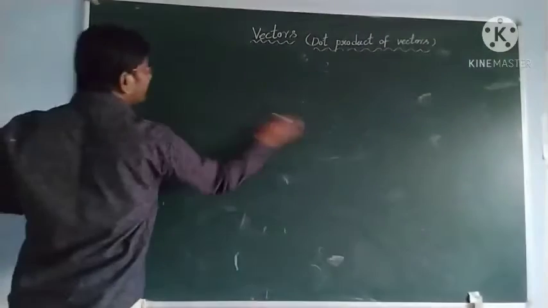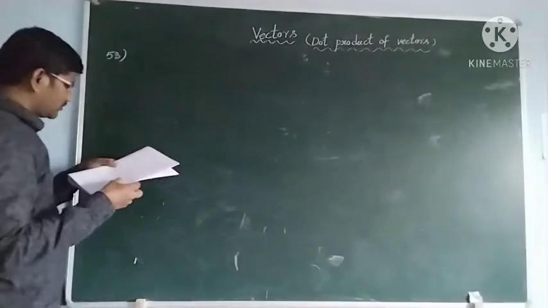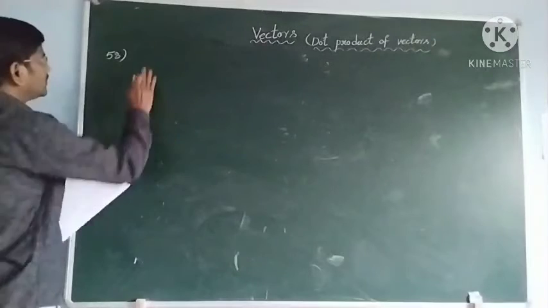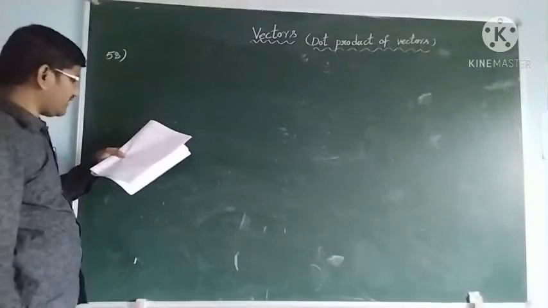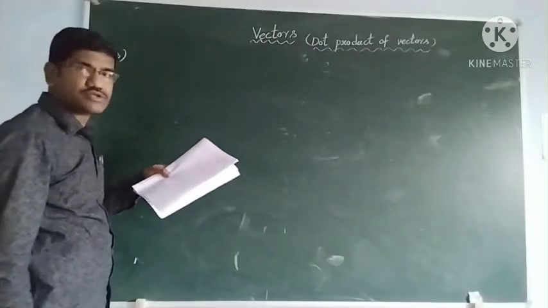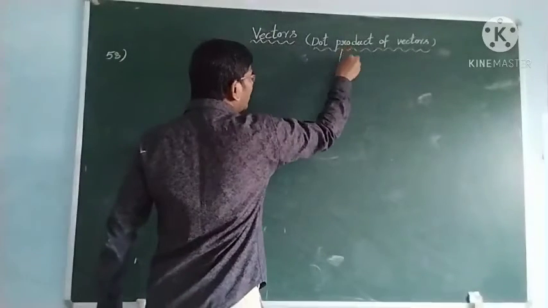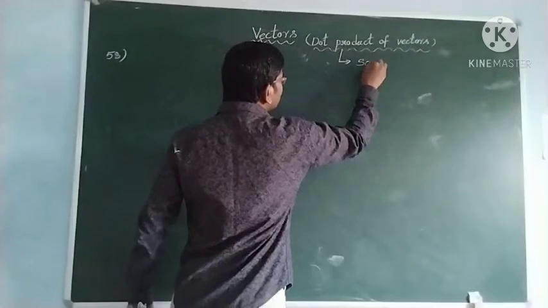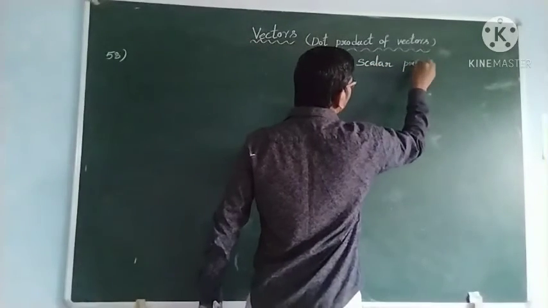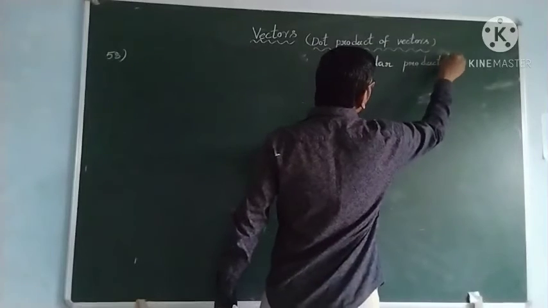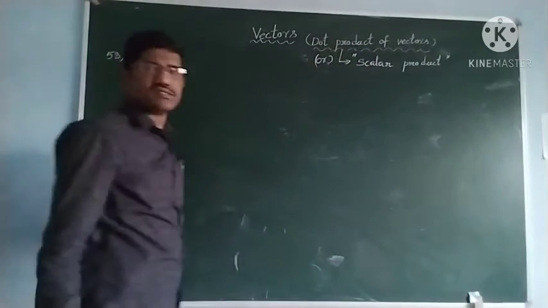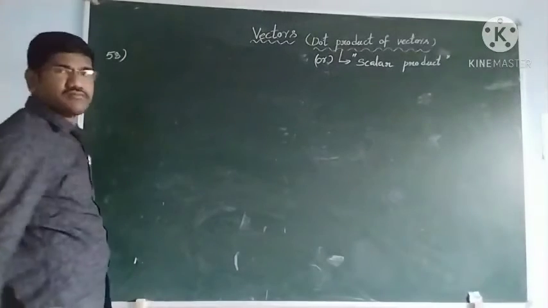So problem number 58. Two vectors have magnitudes 2 meters and 3 meters, and the angle between them is 60 degrees. Find the scalar product of the two vectors. Dot product is also called scalar product, another name. Dot product of vectors or scalar product of vectors we have.